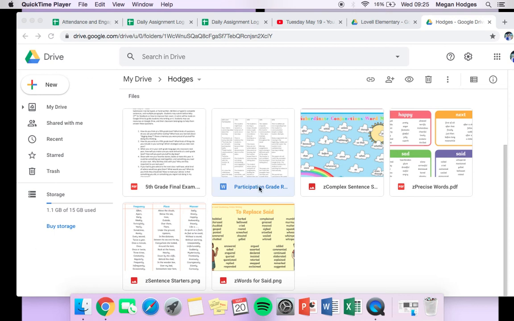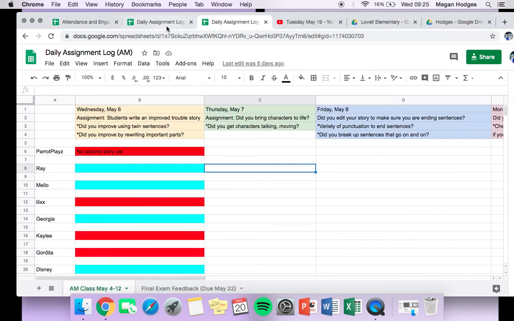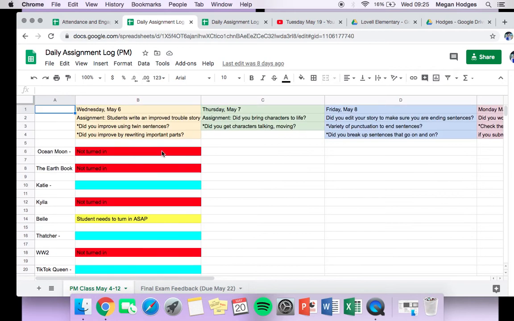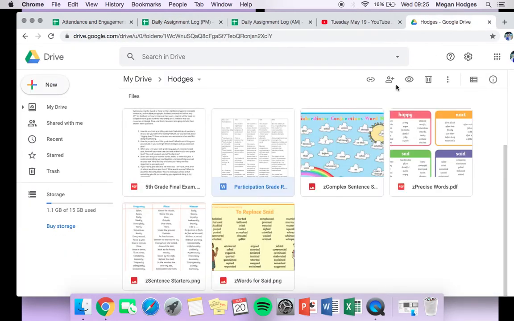I'm doing a screen share today, and today is Wednesday, May 20. I currently have my Google Drive open and my daily assignment log, because these are the two things that you're going to need to do today to be successful. On Google Drive, you guys know that you've been working on the final exam this week and last week. Because you've had time given to you, your exam is due Friday.